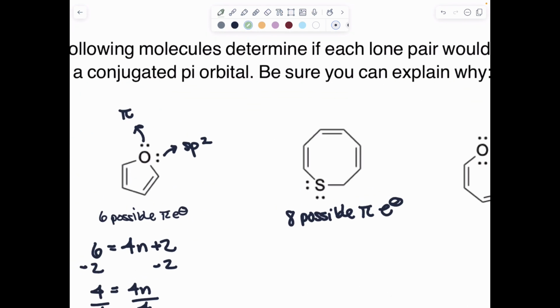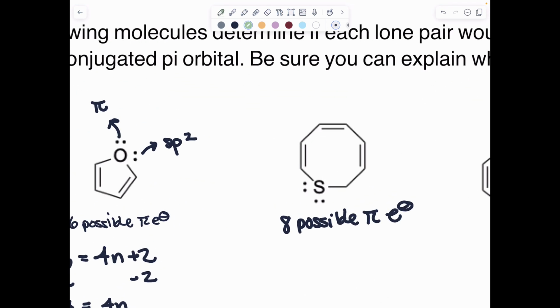However, this ring does not have a complete set of pi orbitals, because if we were to draw in all of our pi orbitals, we would have one on either side of the double bonds, but there's not one on that final remaining sp3 hybridized carbon. So this does not meet the rules for aromaticity or anti-aromaticity.